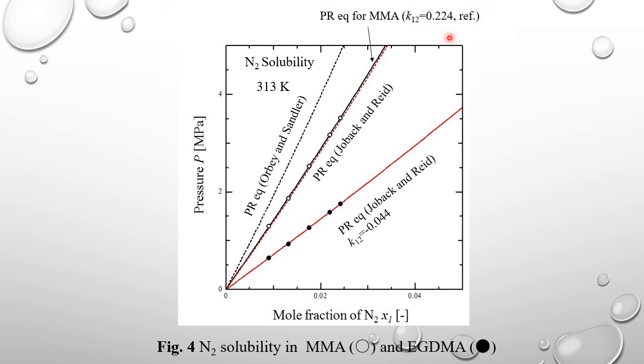work. So we fitted the interaction parameter with the hypothetical data and we obtain a smaller value, which is negative 0.044. The negative value indicates that there might be no key group existing in EGDMA. So in order to investigate this, we plan to conduct a real experiment in future work.